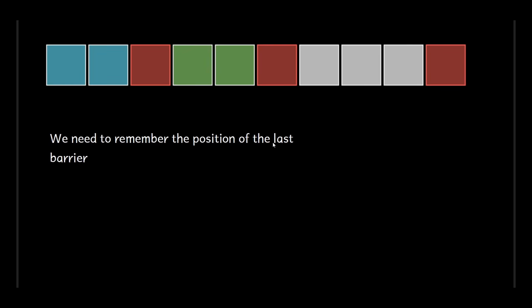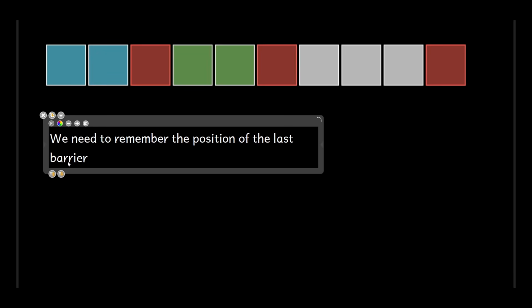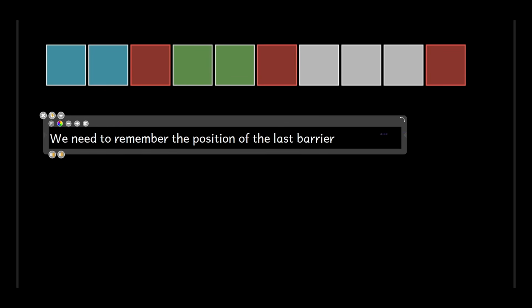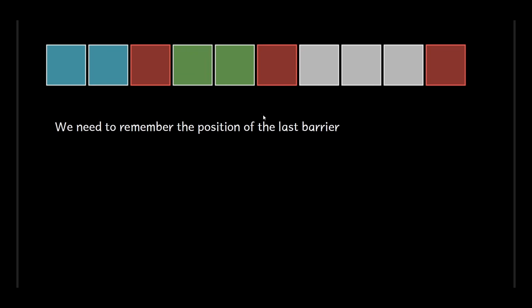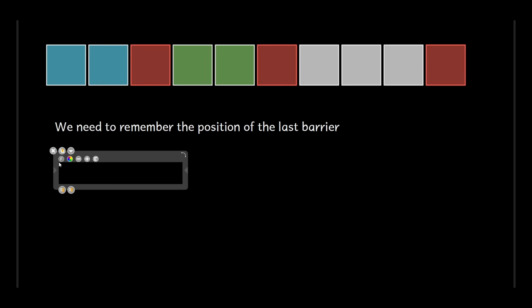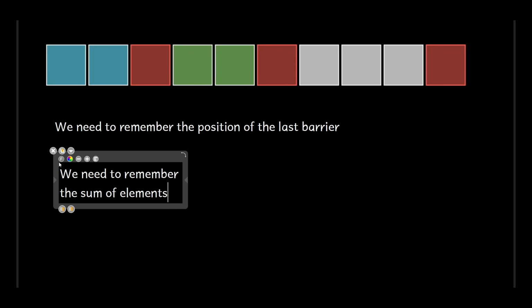We need to, every time we append an element, we can only append it if we know the last position of the barrier, and we also need to know the sum of the elements of the barrier. We need to remember the sum of barrier values, basically the sum of elements at the red indices.